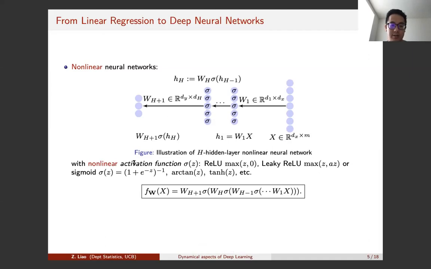So this so-called nonlinear activation function, sigma, has many popularly used forms, for example, the ReLU activation, the leaky ReLU, or the sigmoid function. So in general, we have the model of a nonlinear neural network given under the following form. So it's a linear transformation and entry-wise application of some nonlinear function, etc., etc.